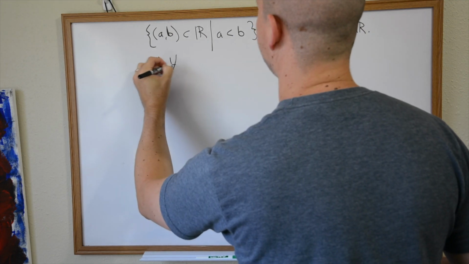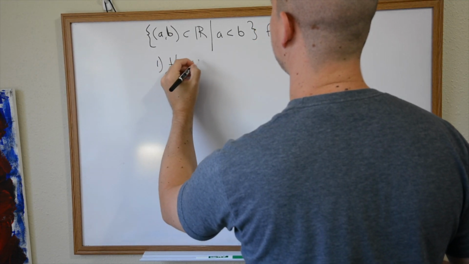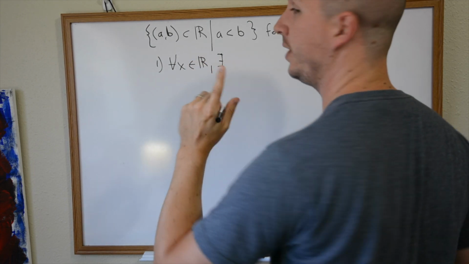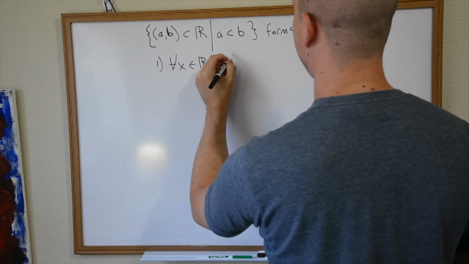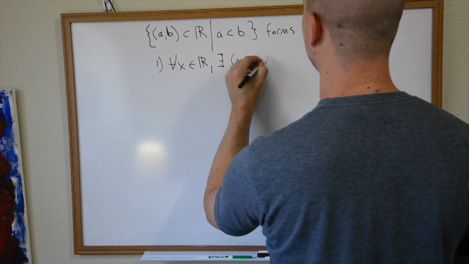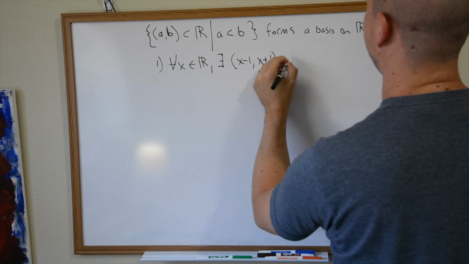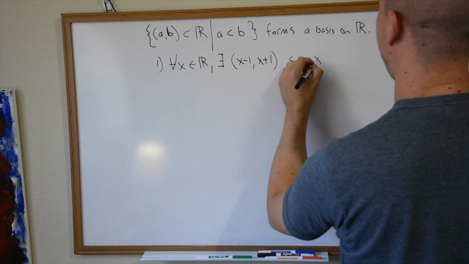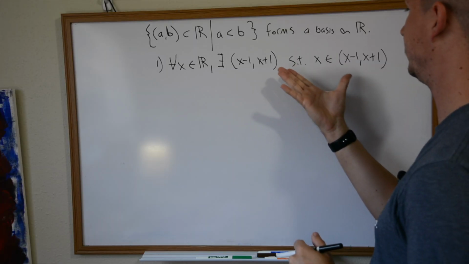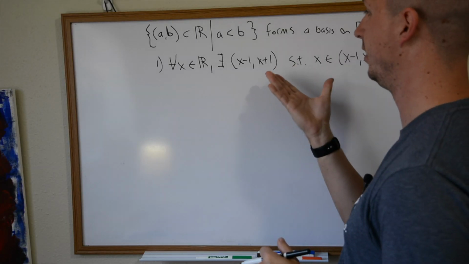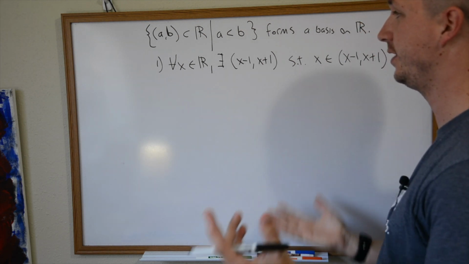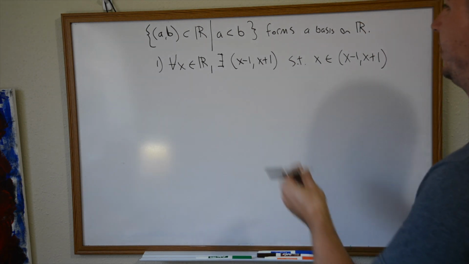So for every x on the number line, we can make an open interval around it. There exists some interval x minus 1 to x plus 1 such that x is within this interval. It's important to note that this is an open interval, so because it doesn't include these endpoints, we can make it arbitrarily small and we can make it fit the entire space. So that's our first one.